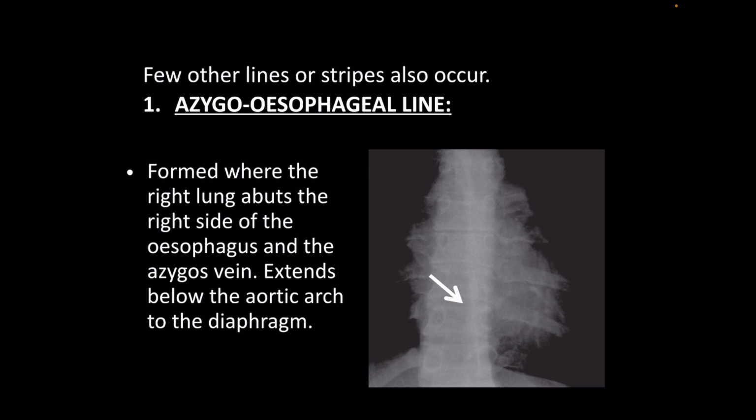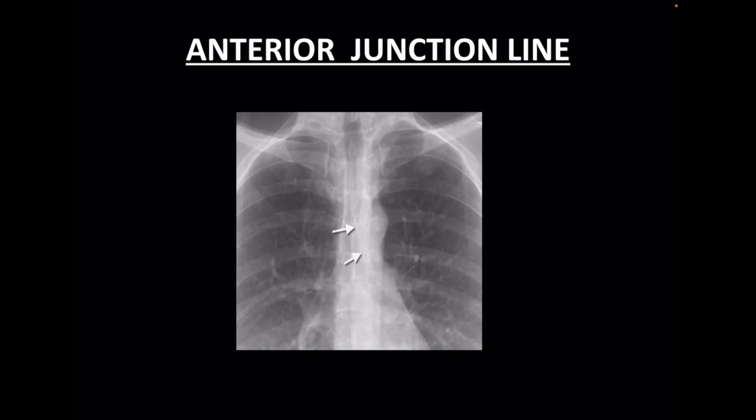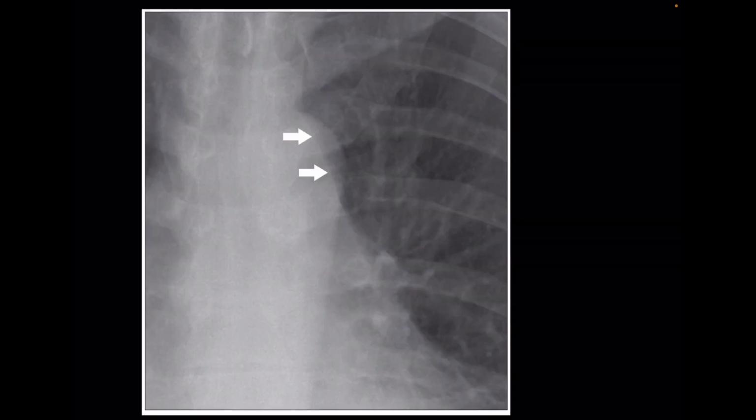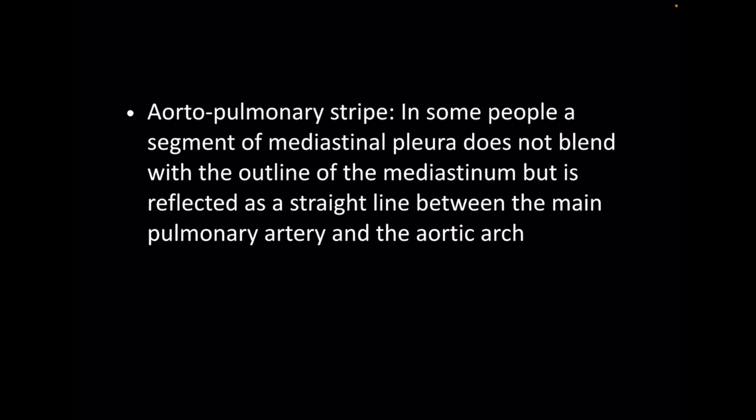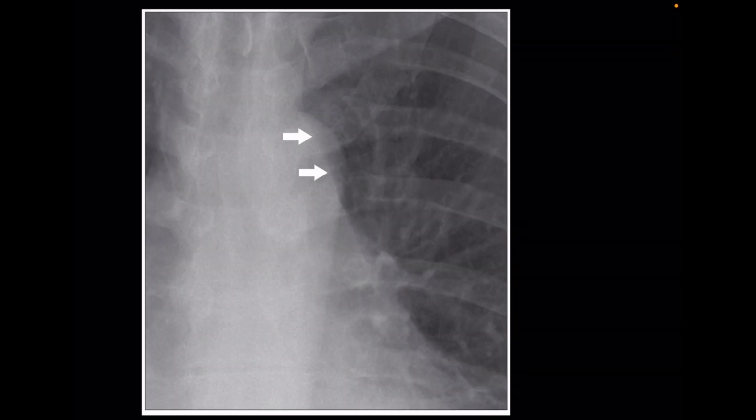Now 4 other lines, these are not so important. These are the azygoesophageal line, anterior junction line, posterior junction line, and the aortopulmonary stripe.